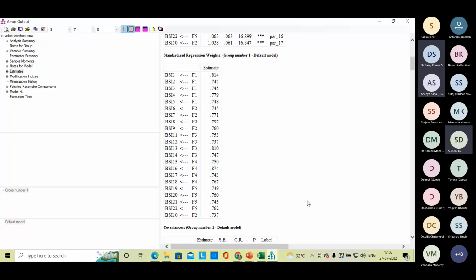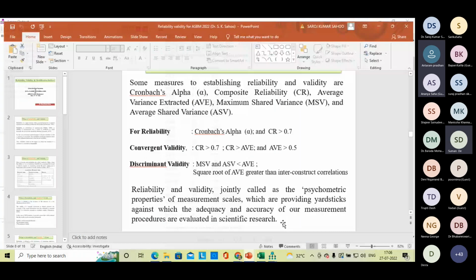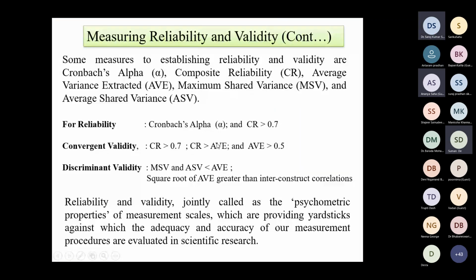So one part is over. Now look at my slide. We have already proven all the AVE are more than 0.5. Now the next value is all the CR should be more than 0.7. Composite reliability should be more than 0.7, so that both reliability and convergent validity will be proven in another criterion. All of you got it?